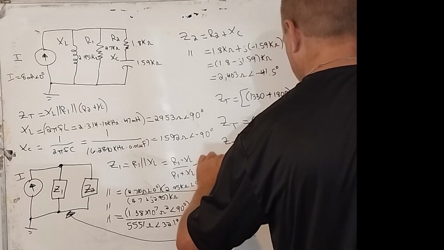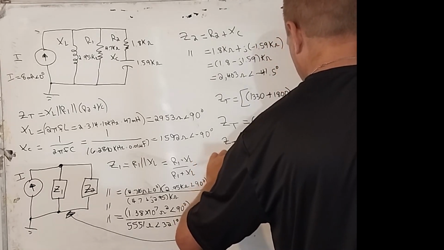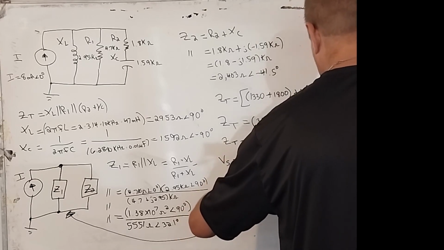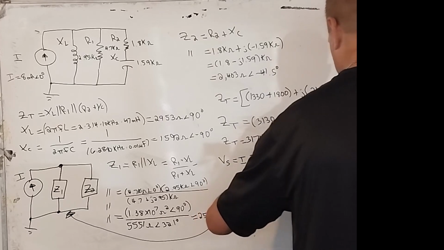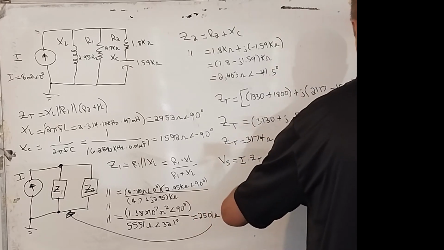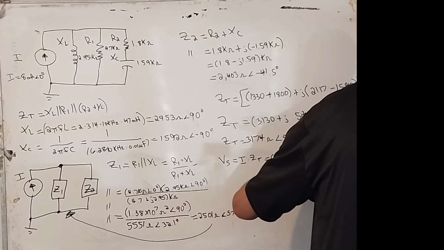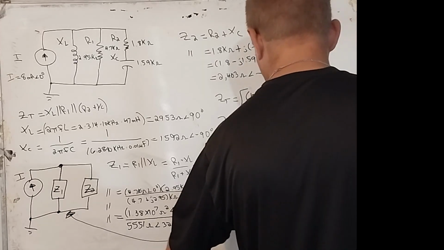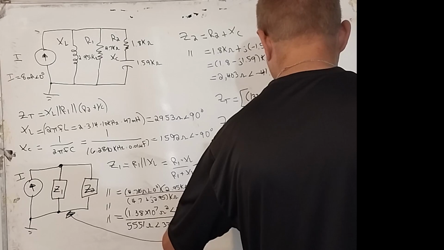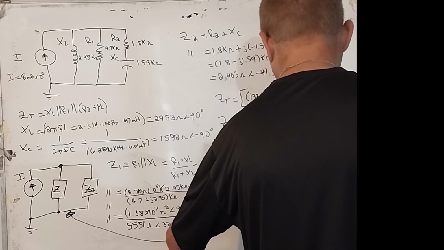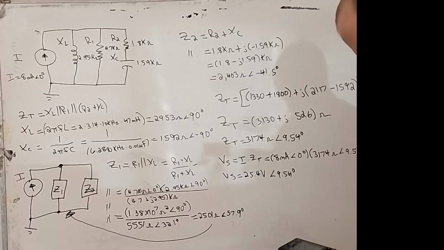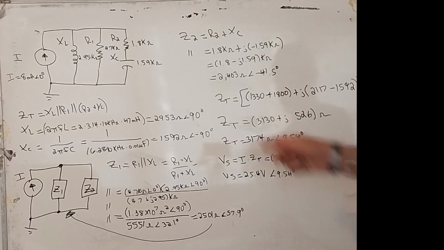V source should be equal to I times Z sub T, which is equal to 8 milliamps at an angle of 0 degrees times 3174 ohms at an angle of 9.54 degrees. And that'll come to 25.4 volts at an angle of 9.54 degrees. And if we want to know X of C, we just look at Z sub 1.